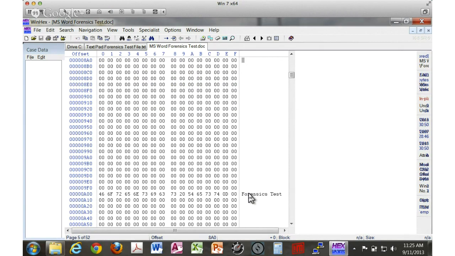Now, of course, others are worse, PDF. So take a look at this, though. Here's my forensics test, okay? There's my ASCII 46, you know, 6F, all the way down. T, 74, 0D. Does anybody know what that is?